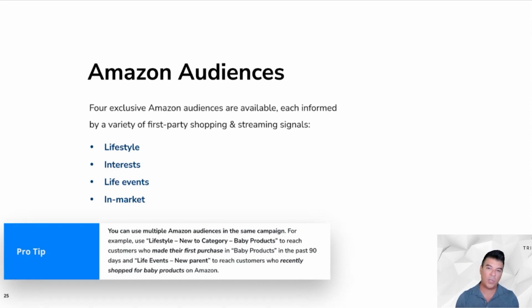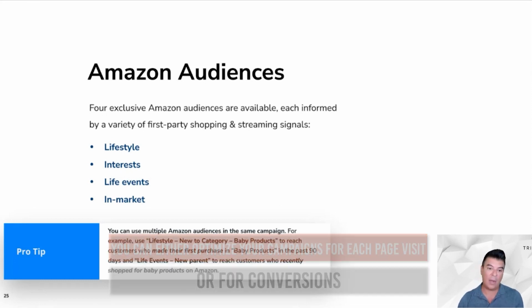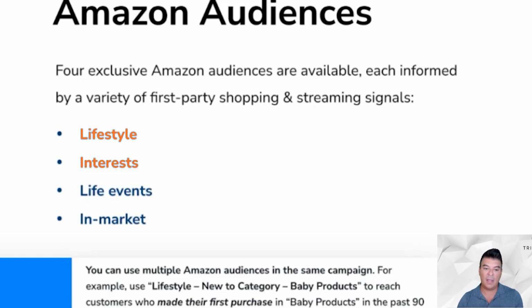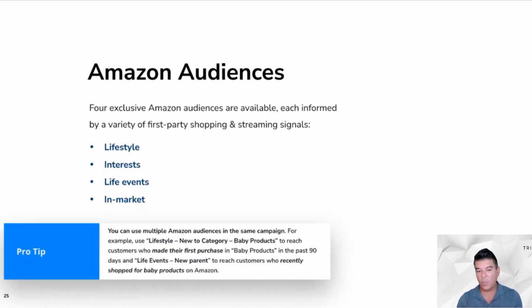Amazon has all of our shopper behavior data. They know what we've bought, they know what we've returned, they know what's sitting in our shopping carts or in our wish lists. So they know a lot of information about us, and they can get that information and break it out into categories, which are lifestyle, interests, life events, and in market. One tip here is that once you're very familiar with it, you can cross reference some of these targets to overlap how the targeting works.